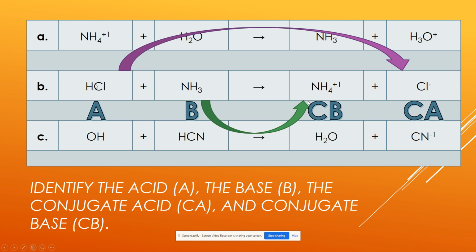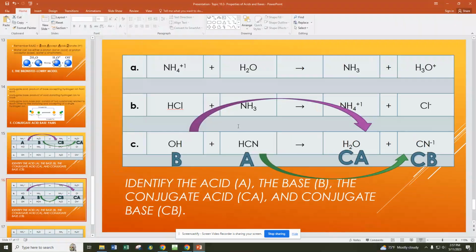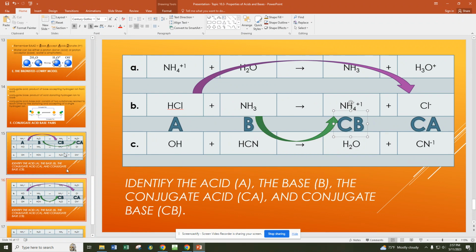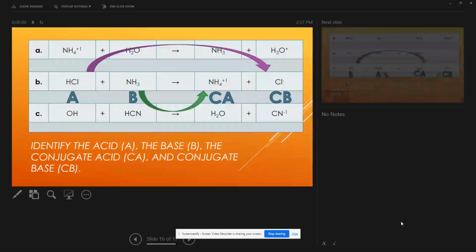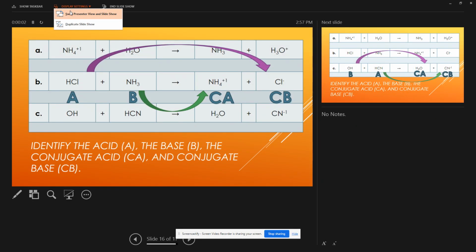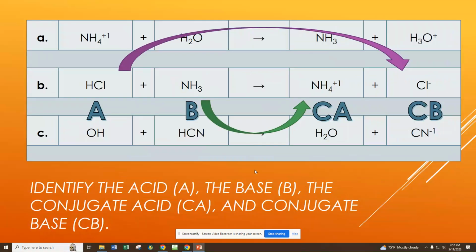Here, same thing. Hydrochloric acid, HCl, became a conjugate. Let's see, I've got this goofed up. Let me see if I can fix this while staying in here. I was trying to click and drag and change slides, and obviously that did not work out for me. Okay, now I think we're fixed. And display setting, duplicate. There we go.